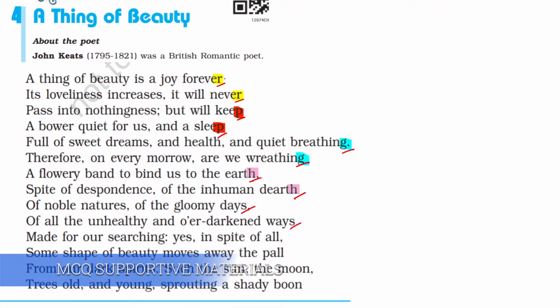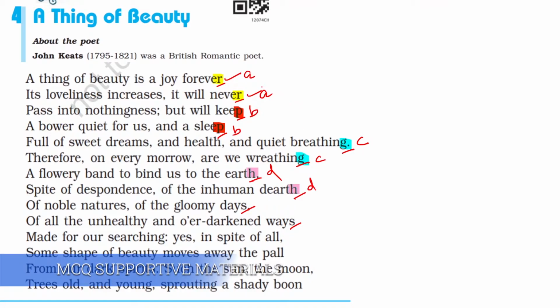Look at the first line. Here, one sound is repeated: forever and never. So we can represent it with the first alphabet, A, A. Here, B, B. C, C. D, D. So the rhyme scheme of the poem is AA, BB, CC, DD.